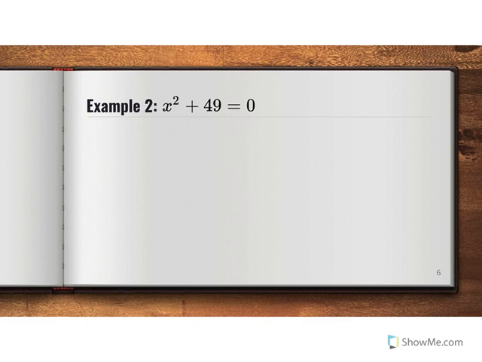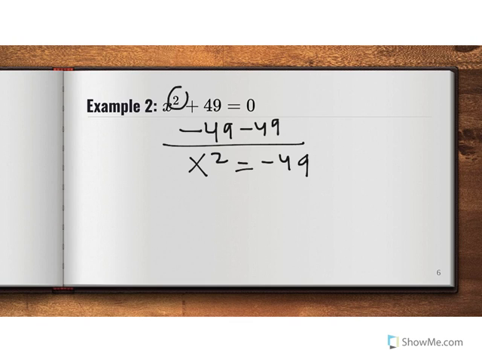For our next example, we have a very similar example here, but it's a positive 49. So I'm going to subtract 49 from both sides, and I get x squared equals negative 49. So according to the fundamental theorem of algebra, we should have two roots. That doesn't specify if we should have two real roots or two imaginary roots. So what I want to show you here is I go through this process.